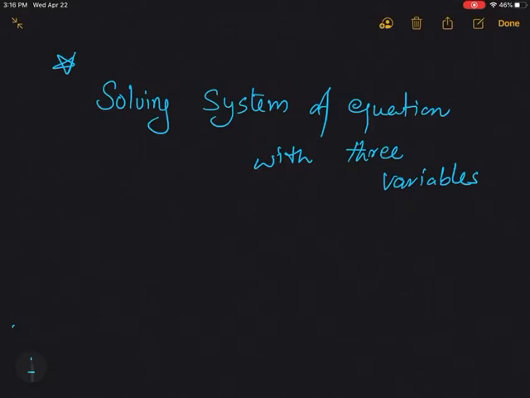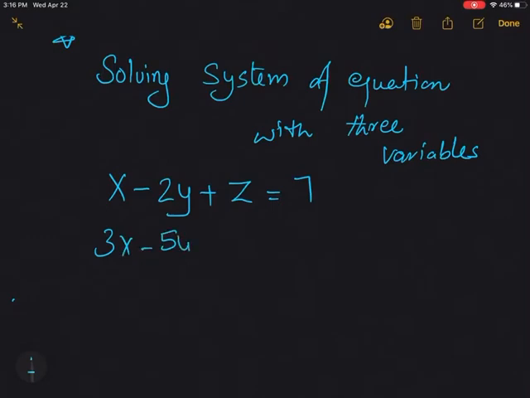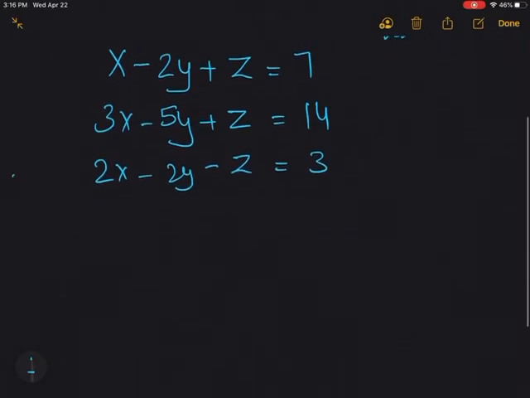Like you'll see three equations. I have x minus 2y plus z equal to 7. 3x minus 5y plus z equal to 14. 2x minus 2y minus z equal to 3. All right, step number 1. Let's change all these equations into matrices.